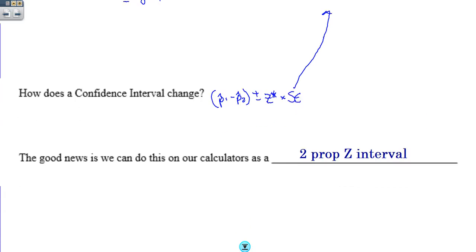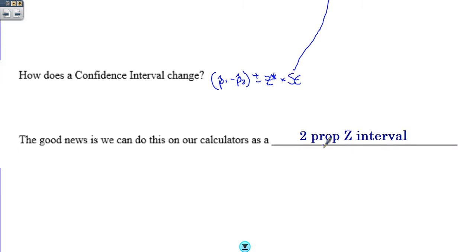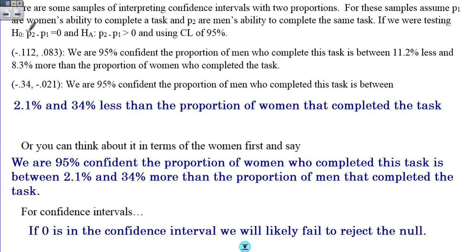The good news is that you will never have to do that by hand because our calculator does it. You go to stat, you go to calculate, and it is called 2-prop z interval. Basically you just type in the information that you have, and it shoots out the interval for you. So we're going to talk a little bit about what some of those intervals might look like.